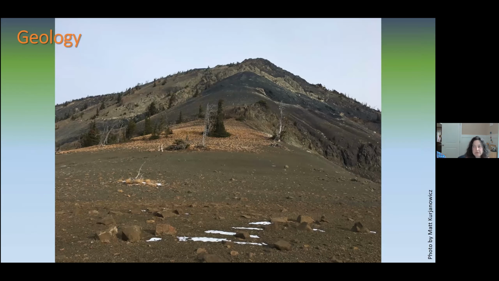So some people refer to the areas around the Teanaway as looking like moonscape. So this is the ridge between Freedom and Navajo Peaks. It really does look like a moon with a few trees and a little bit of snow.